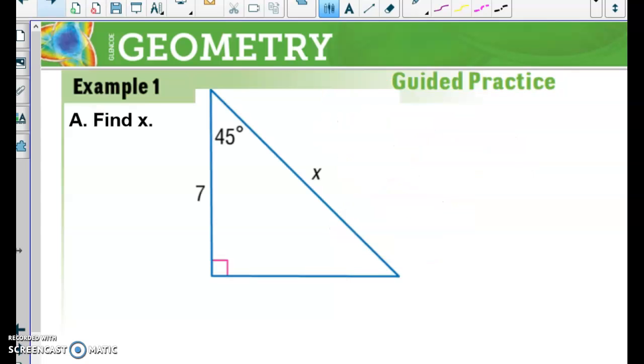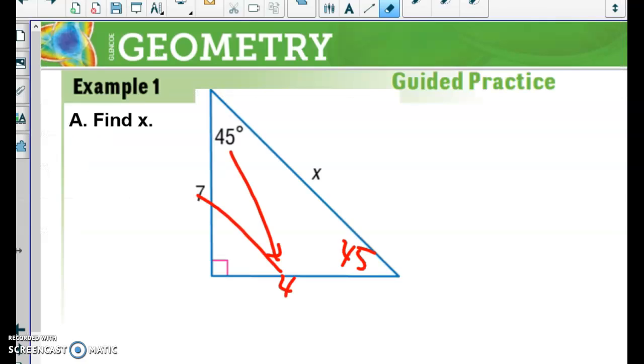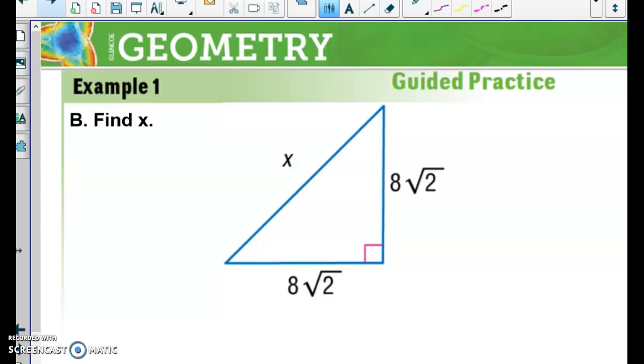So in this one, if we know that it's a 45, 45, 90, we know that this side over here, opposite the 45-degree angle, would have to be the same as the other side. So if I had a 7 over here, it would definitely be a 7 over here. Well, we could use the Pythagorean Theorem, but we know that it's already going to come out to be 7 square root of 2, or square root of 2 times whatever the side lengths are. Same deal here, which gives me 16. Square root of 2 times square root of 2 is just 2.